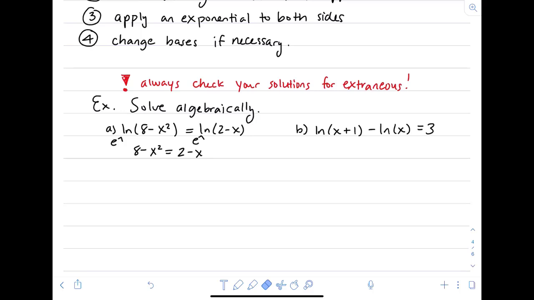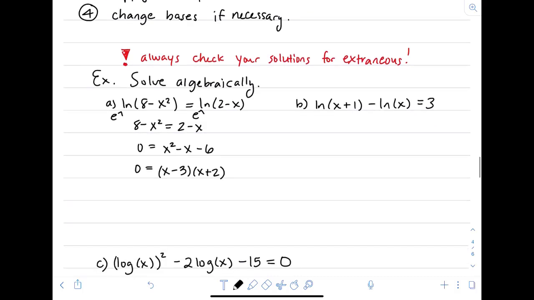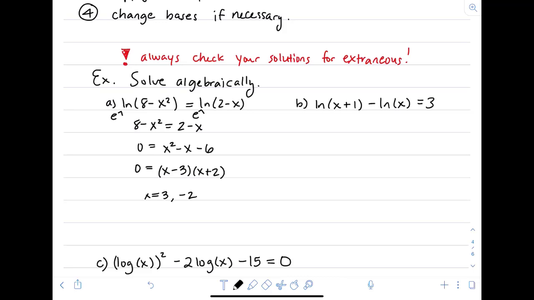So now I have an equation that's no longer logarithmic. All the logs are gone, and it's just a quadratic. So this one we can handle. If I move my x squared over here, I'd get 0 equals x squared minus x minus 6. This factors as x minus 3 and x plus 2. And then our solutions would be x equals 3 and negative 2, but we need to check.